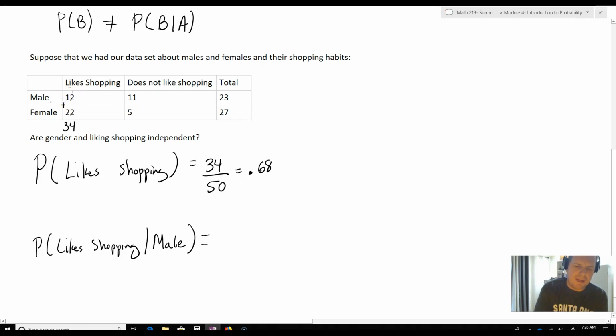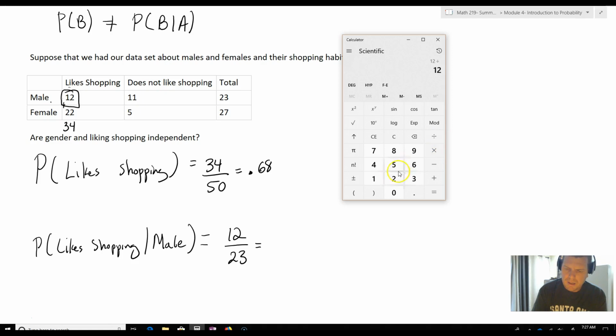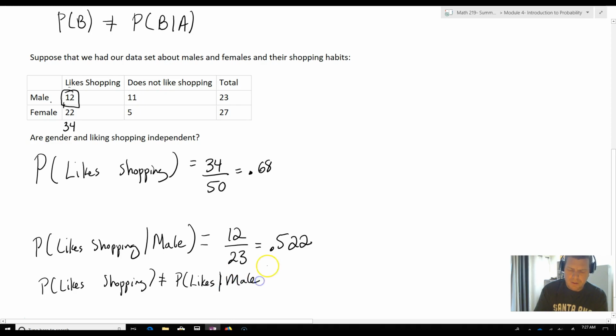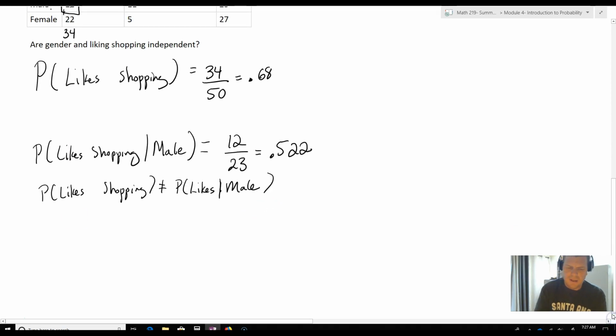The number of men who like shopping is 12, and the total number of men is 23. So 12 out of 23 is equal to 0.522. And there it is, 0.522. Now notice that the probability that an individual likes shopping does not equal the probability that an individual likes shopping given that they are male. Those two are not equal, and so what we say is the two events are dependent.